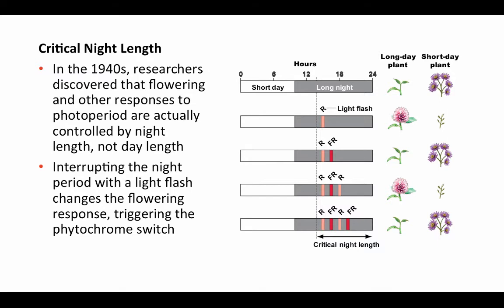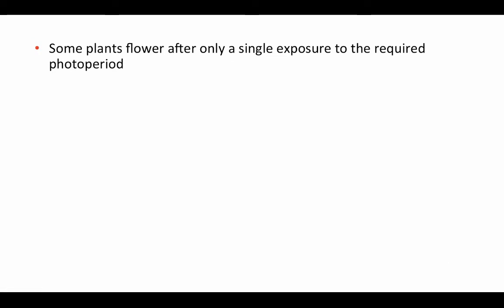So if we end with a flash of red light, the long day plant flowers. If we end with a flash of far red light, then the short day plant flowers. So this can be used to manipulate flowering time for people in the floriculture industry to be able to get flowers during times of year when they normally wouldn't flower.